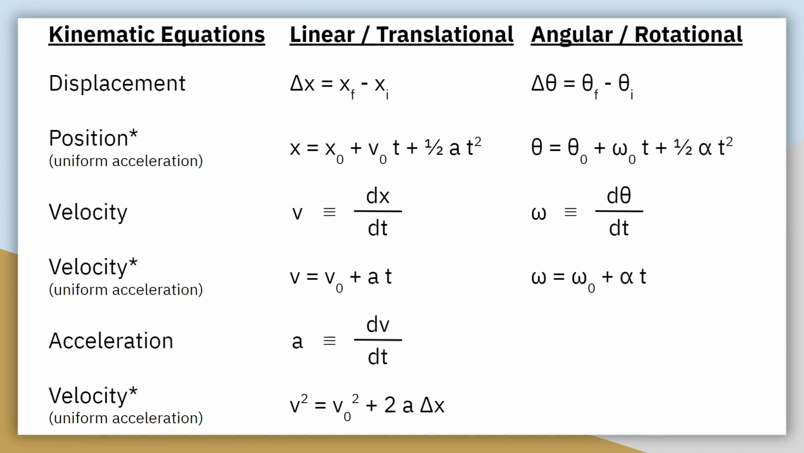Our angular velocity as a function of time can be calculated with angular velocity final is equal to our initial angular velocity plus our angular acceleration times time. Our angular acceleration is defined as the slope of an angular velocity versus time graph. And then our angular velocity as a function of displacement graph is going to be solved as our angular velocity final squared is equal to our angular velocity initial squared plus 2 times our uniform angular acceleration times our angular displacement.